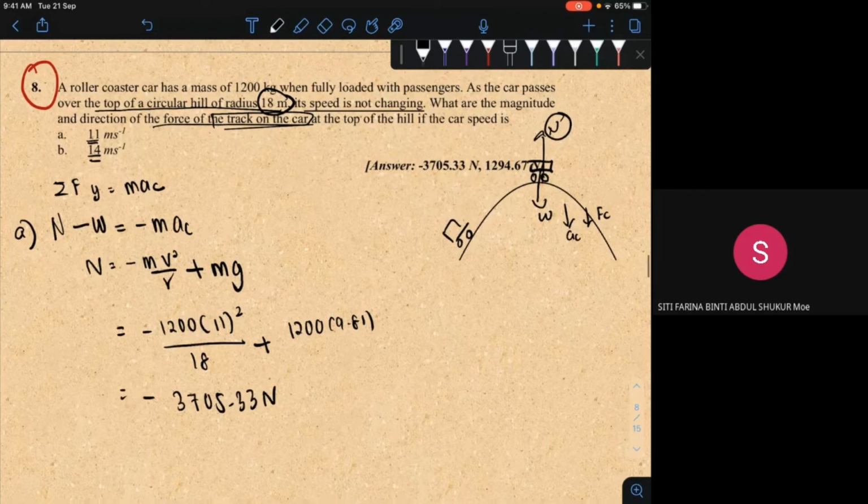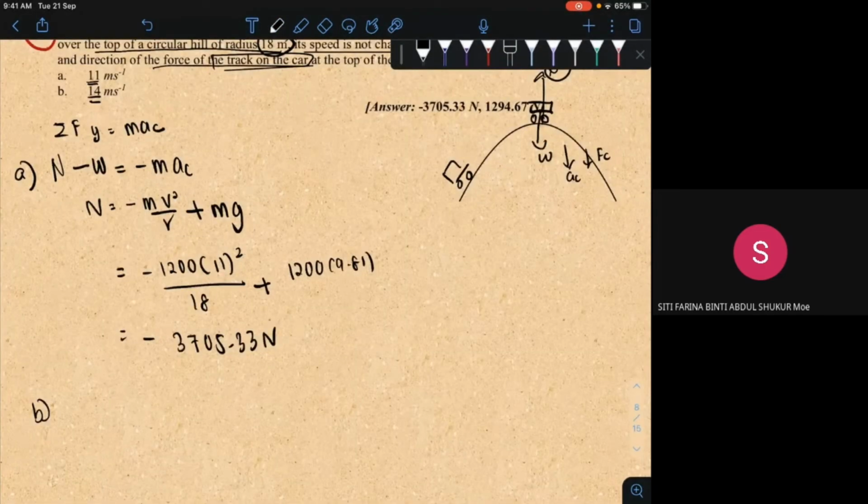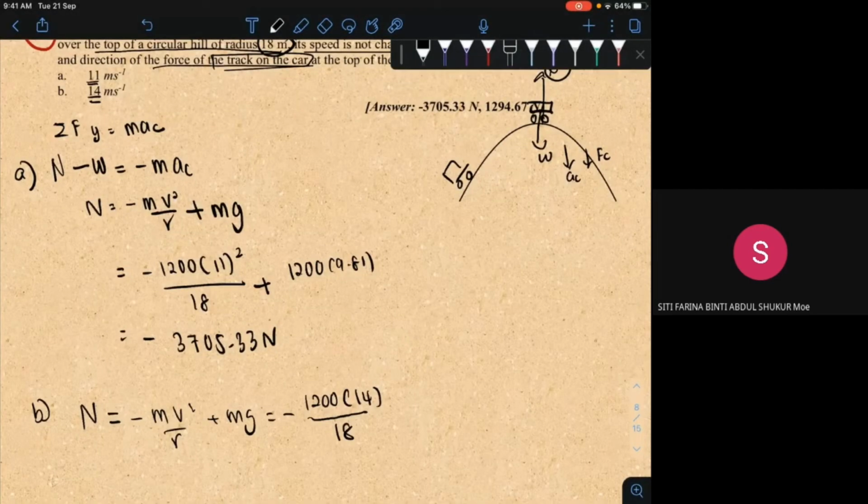Kalaulah kamu guna soalan B, 14 pula, masih equation yang sama, saya akan start daripada sini terus. So N saya sama dengan negatif m v square over r campur dengan mg. So negatif 1200, velocity kita berubah, 14 square bahagi dengan 18 campur dengan 1200, 9.81. So tekan kalkulator ini awak akan dapat positif 1294.67 Newton.